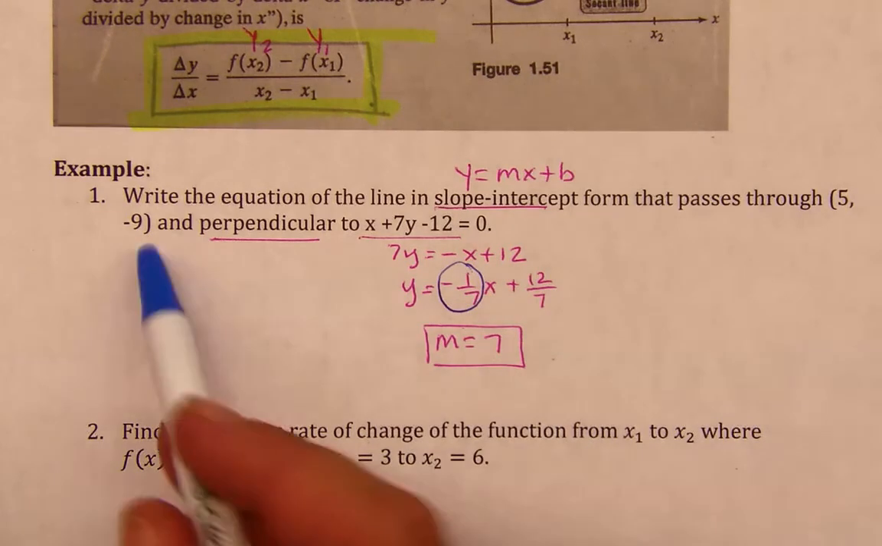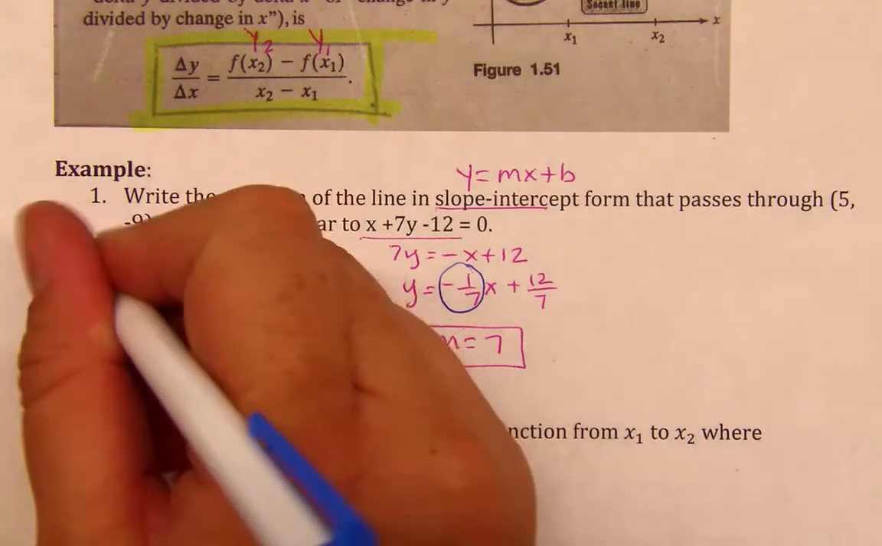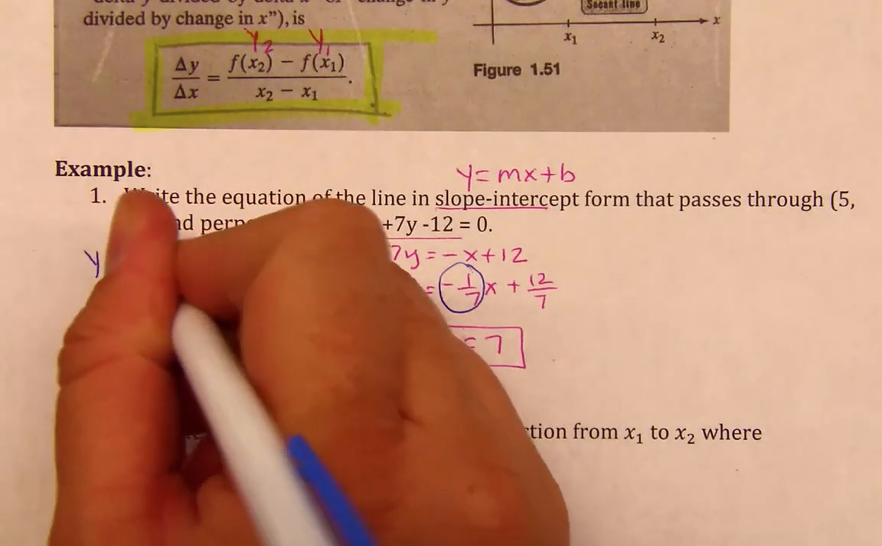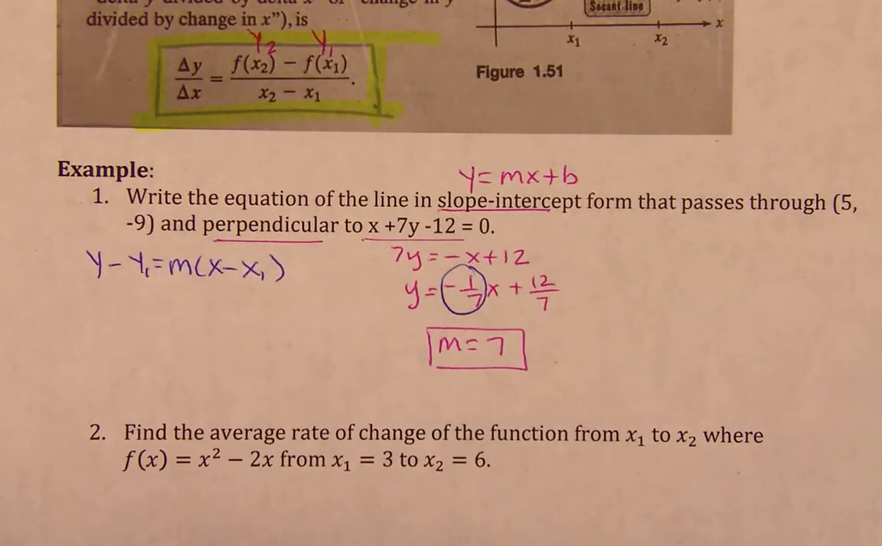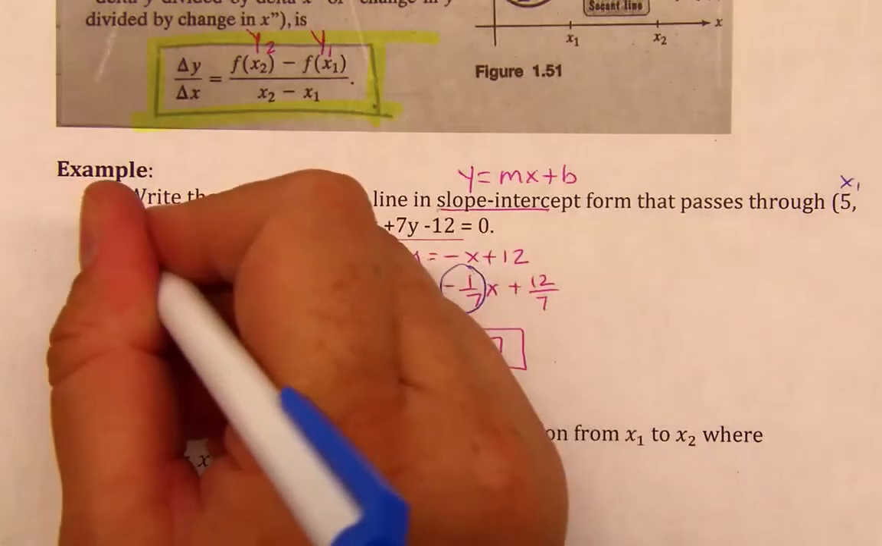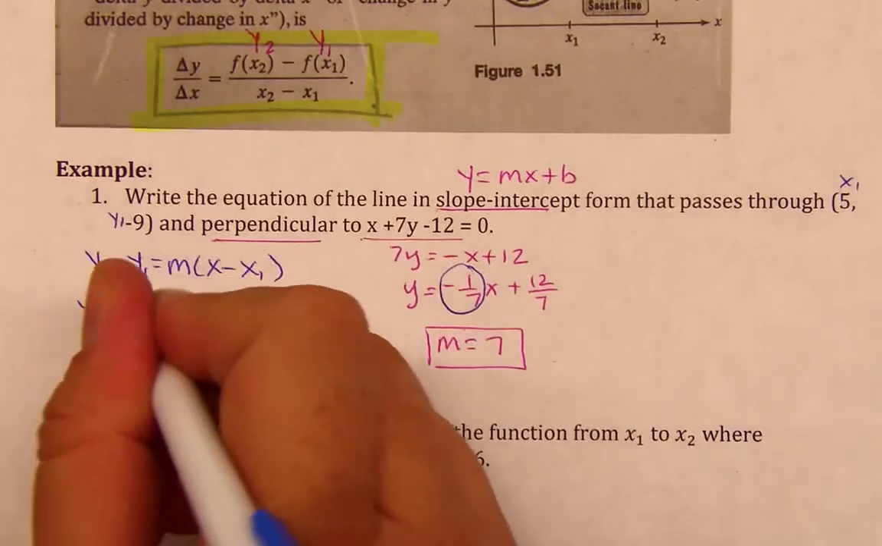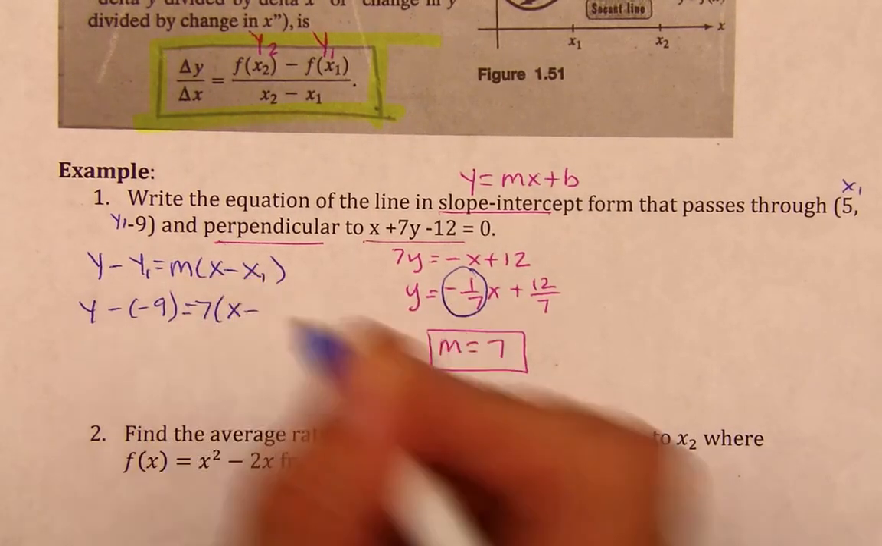Now, we also want to use this point here, (5, -9). And I'm going to start out with y minus y1 equals m times x minus x1. Remember that's point slope form. And this is my x1, this is my y1. So y minus negative 9 is equal to 7 times x minus 5.